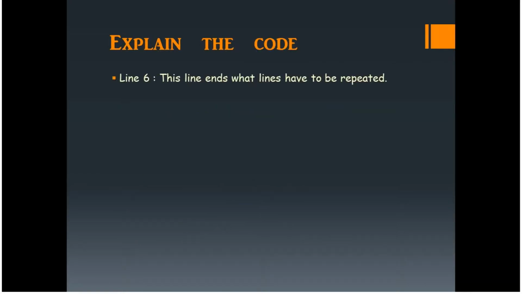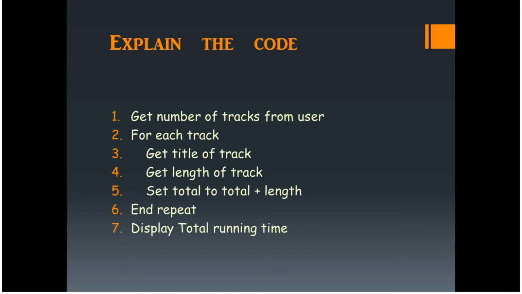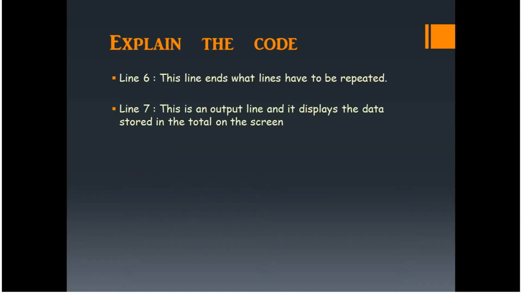So line 6 is just my end repeat. Line 6, this line ends what lines have to be repeated. Yeah, that one, I was a wee bit fuzzy, it got away from me, that one. And then line 7, display the total running time. This is an output and it's going to send the total running time to your screen. This is an output line. It displays the data stored in the total on the screen.